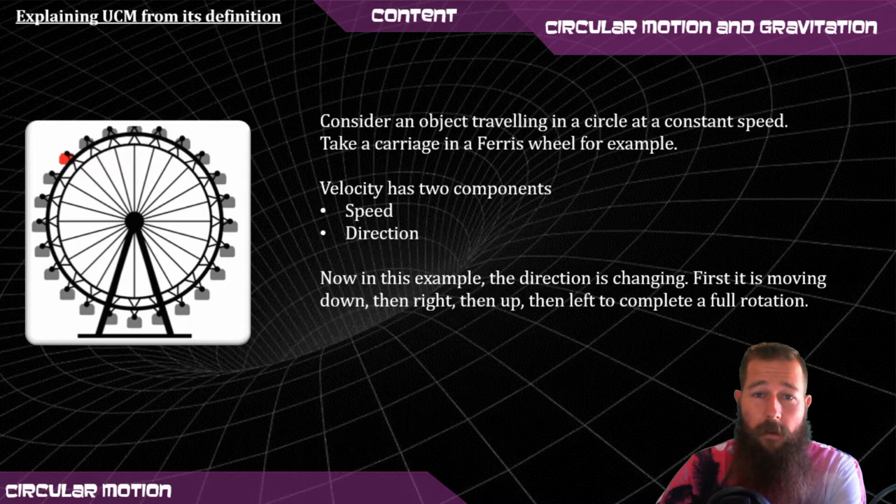So first, we're going to look at uniform circular motion by its definition. Let's consider an object that's traveling in a circle at a constant speed. An example in this case will be a Ferris wheel. So the velocity of the carriage has two components, its magnitude and its direction. Now, the magnitude of the speed of the carriage is not changing. However, its direction is. At one point it's going left and another point it's going right. The red carriage in this diagram might be going in the upright direction at this point.